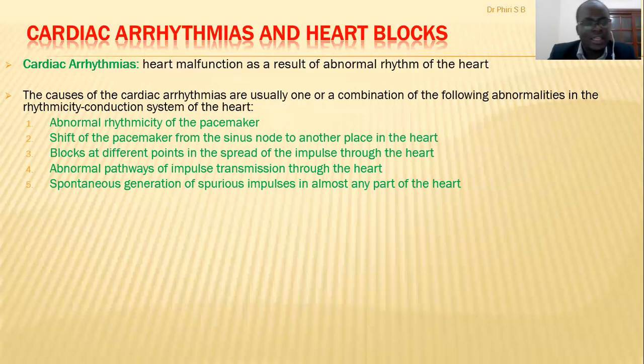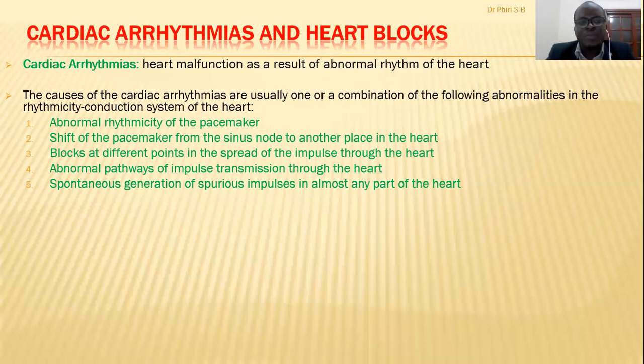The factor number one that can cause cardiac arrhythmias is abnormal rhythmicity of the pacemaker cells. So if the pacemaker cells are slowing down in production of action potentials, the heart rate will reduce. If the pacemaker cells are increasing the production of action potentials, the heart rate will also increase. So the abnormal rhythmicity of the pacemaker cells can result in cardiac arrhythmias.